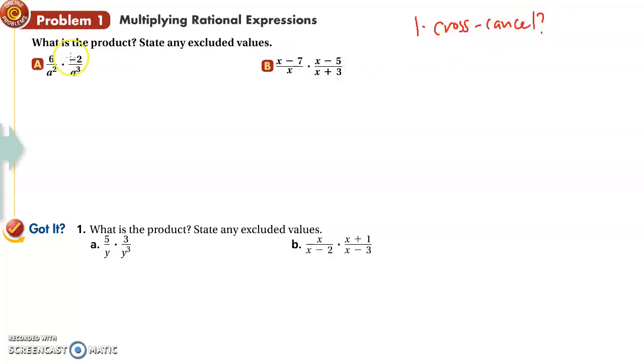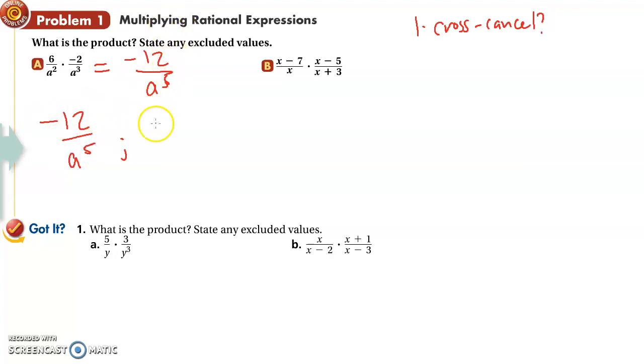Alright, so I'm going to look at this example. Can anything cross cancel between 6 and a cubed? Nope. A squared and negative 2? Nope. So all we're going to do is, because they're fractions, multiply across the top. You're going to get 6 times negative 2 is negative 12, divided by a squared times a cubed is a to the 5th, and that is your answer. That wasn't that bad, right? Very logical. The answer for this one will be negative 12 over a to the 5th power.